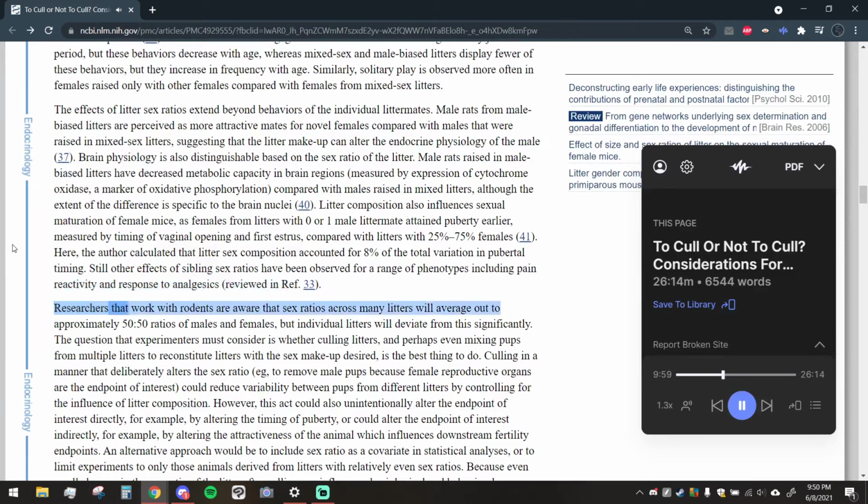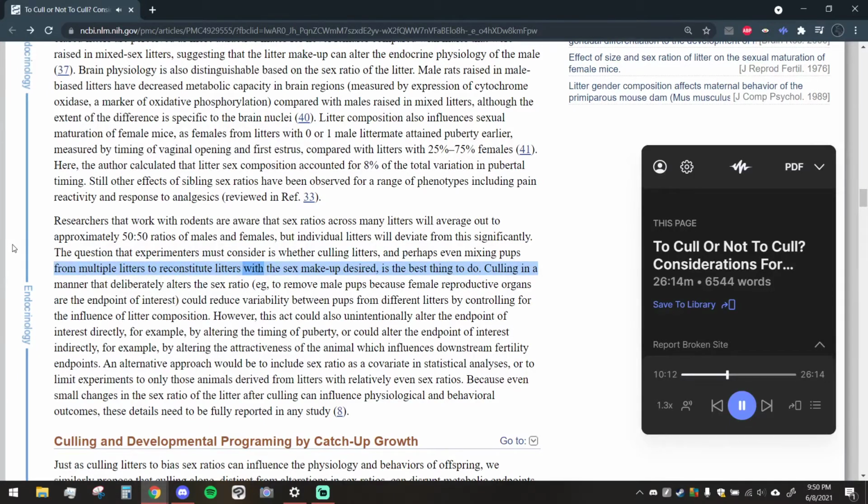Researchers that work with rodents are aware that sex ratios across many litters will average out to approximately 50-50 ratios of males and females, but individual litters will deviate from this significantly. The question that experimenters must consider is whether culling litters, and perhaps even mixing pups from multiple litters to reconstitute litters with the sex makeup desired, is the best thing to do.